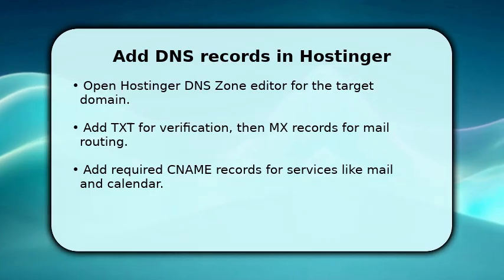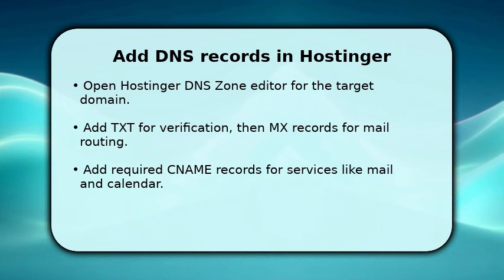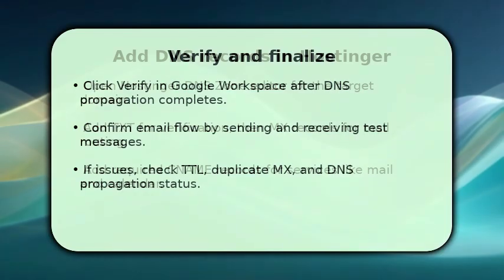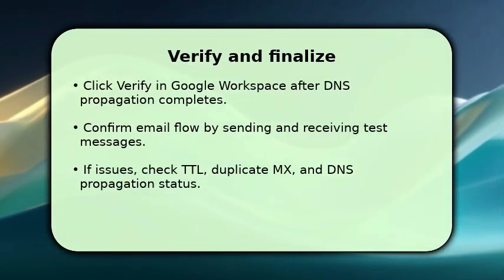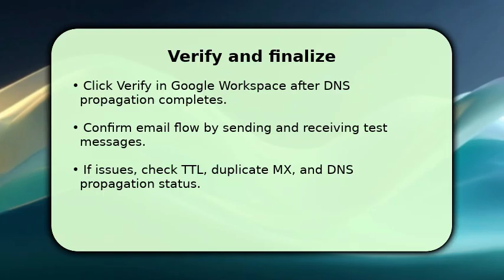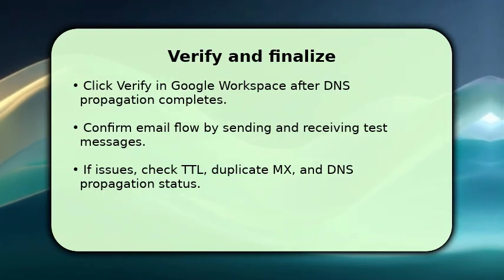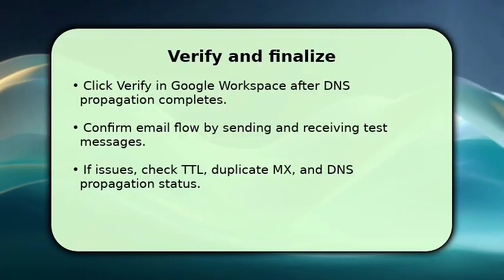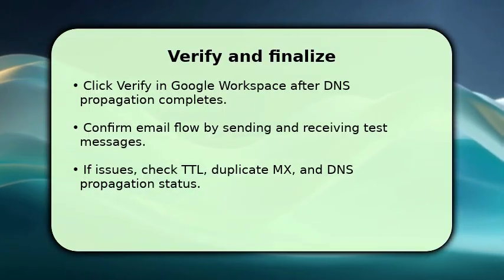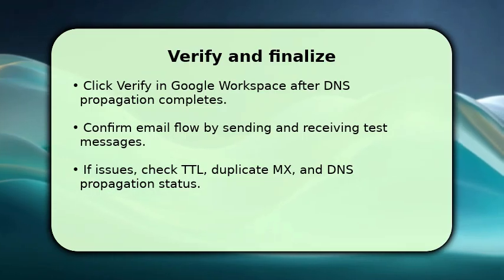Propagation can be quick or take hours. Keep Google's setup page open and click Verify when DNS propagates. Finish by returning to Google Workspace and clicking Verify once you expect propagation. This activates services. After verification, set up user accounts and test email flow by sending and receiving messages from external accounts. Make sure SPF, DKIM, and DMARC are configured for deliverability.